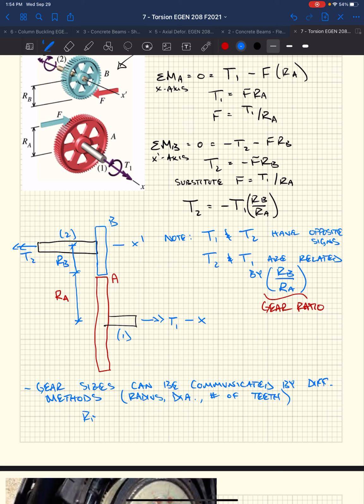So we got RB over RA. Well, for diameters, it's 2RB, right, over 2RA. That's the same as saying diameter B over the diameter of A. That's the same as saying number of teeth B over the number of teeth of A. And all of this is your gear ratio.